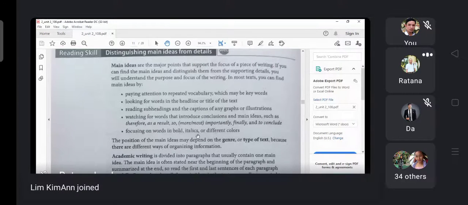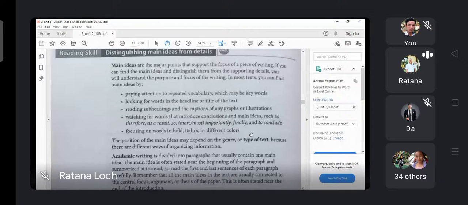Number one, pay attention to repeated vocabulary. You have to pay attention to the repeated words in that essay, in that writing, which may be keywords. Number two, looking for words in the headline or title of the text.